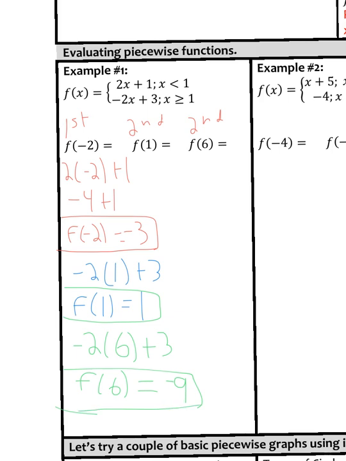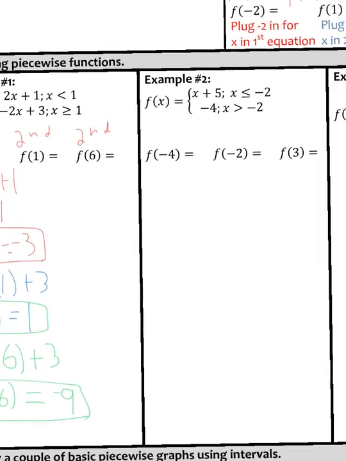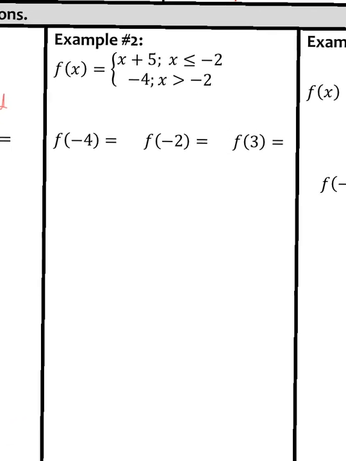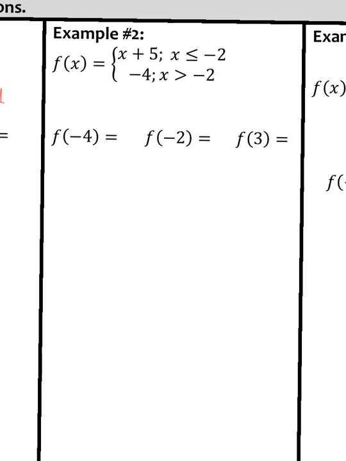So let's try another one of these, bigger so you can see all of it. Again, we have these inequalities. The top one is telling me it's equal to negative 2 or smaller, and the second inequality is bigger than negative 2. So negative 4 is going to be plugged into the first equation. Negative 2 is also going to be plugged into the first equation because of that line underneath the inequality. And then f of 3 will be in the second one. And we'll talk about that one. It's kind of a little unique.